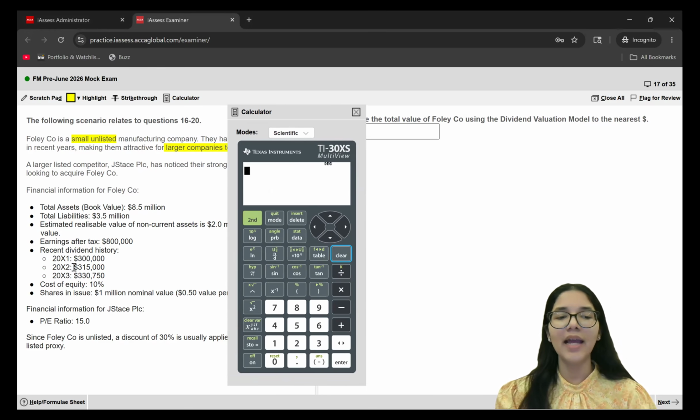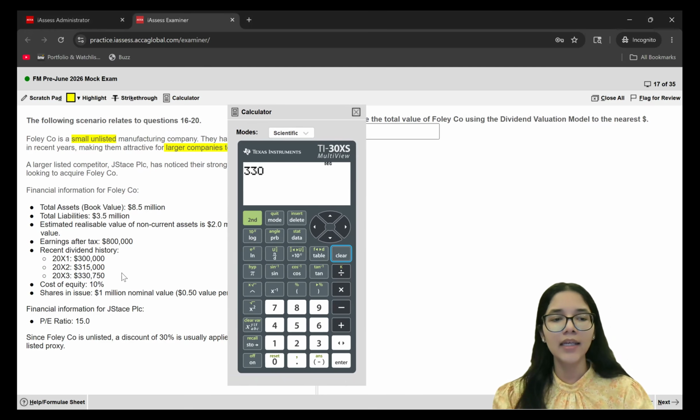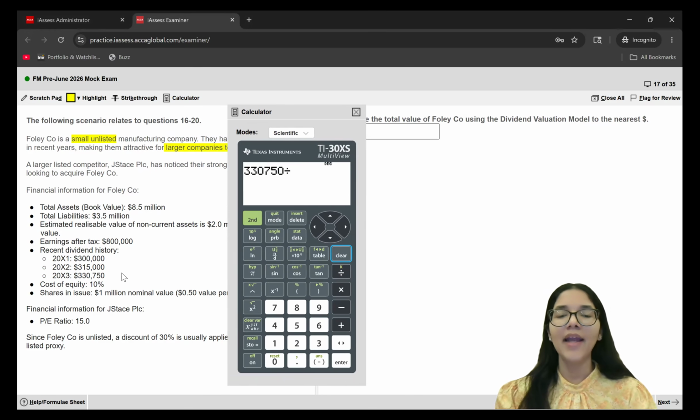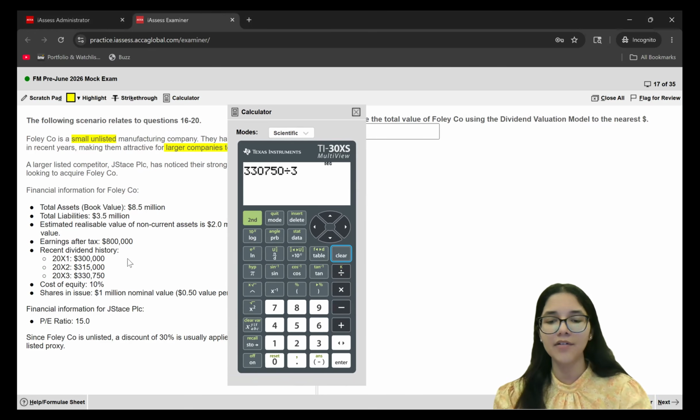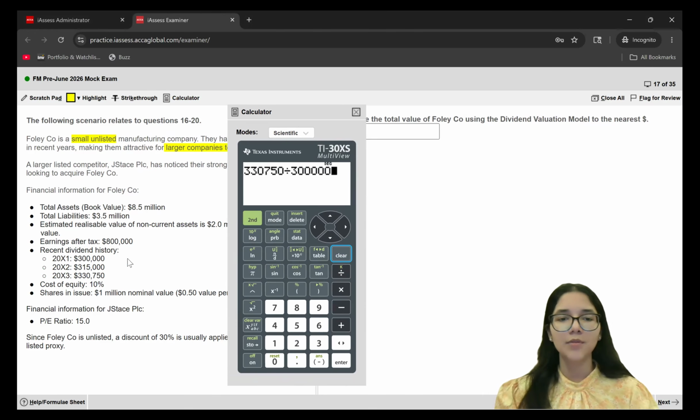For my growth rate, I take my most recent dividend. My most recent dividend is 330,750, dividing this with the oldest dividend. The oldest dividend that we have is $300,000.